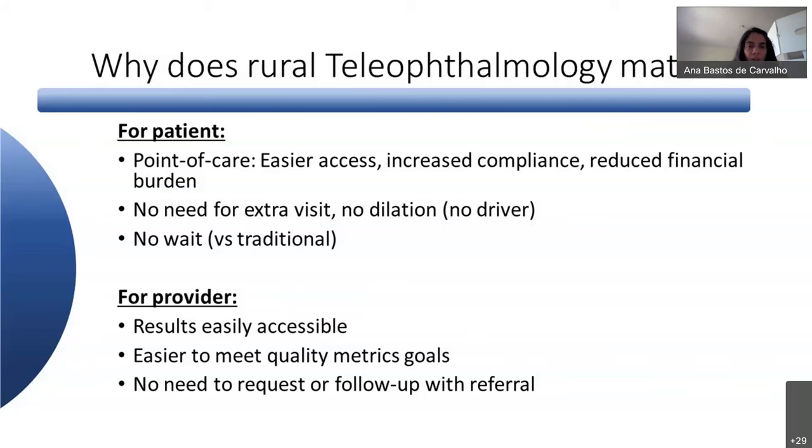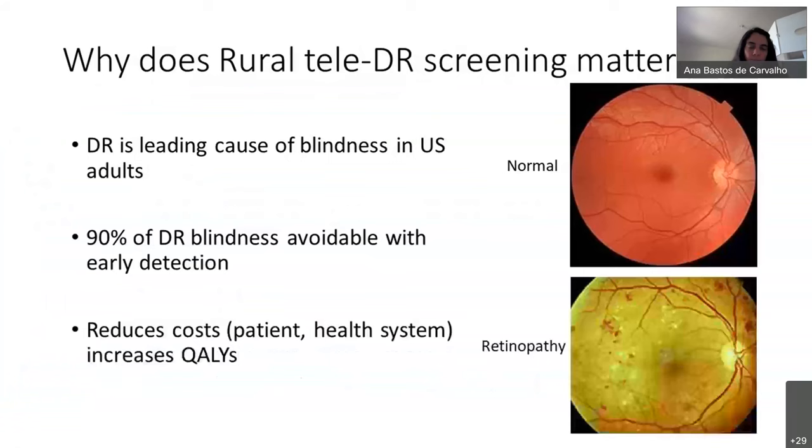Next slide, please. And specifically for diabetic screening via teleophthalmology, it is so important because diabetes is the leading cause of blindness in US adults. And 90% of this blindness can actually be prevented with early detection and treatment. And that early detection can easily be done with these annual pictures via teleophthalmology. It also reduces the costs for patients and health systems and increases quality.